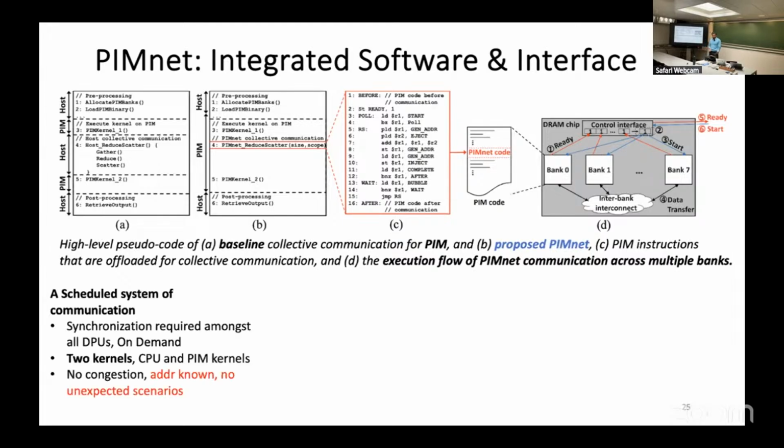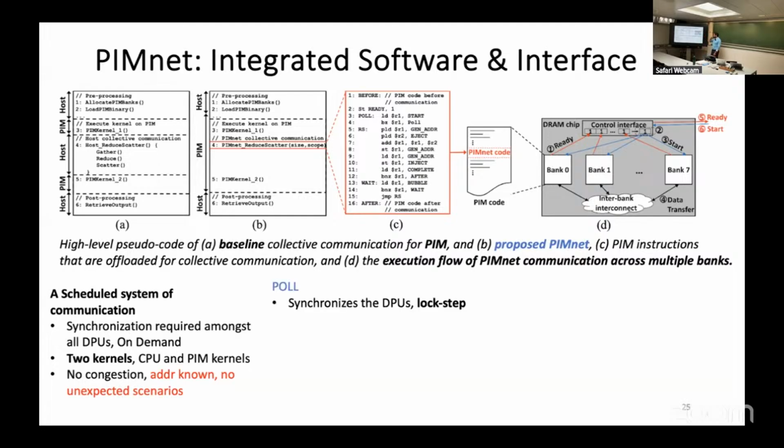A quick detail is the fact that when it comes to PIMnet, the entire system is a schedule-based system, and it's very deterministic, which means, in other words, that it has to be known where data is going to be going, and it cannot be on demand. So synchronization is an incredibly important detail. There can't be any congestion. Addresses have to be known beforehand, and there can be no unexpected scenarios. As soon as one of these is not fulfilled, data will be lost or corrupted, etc.